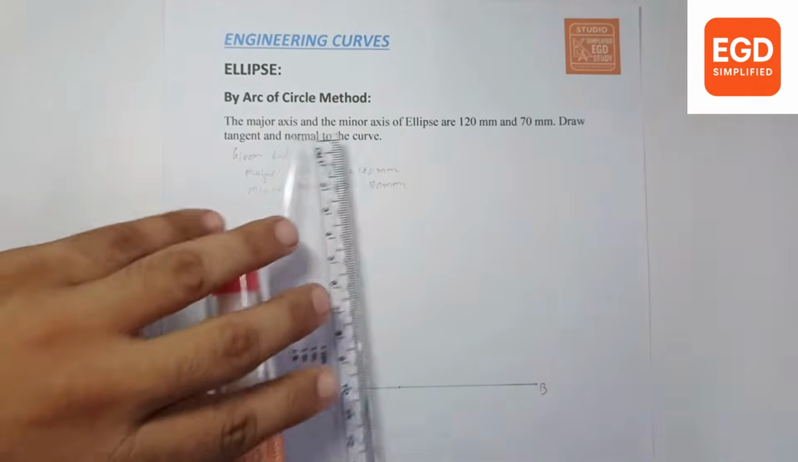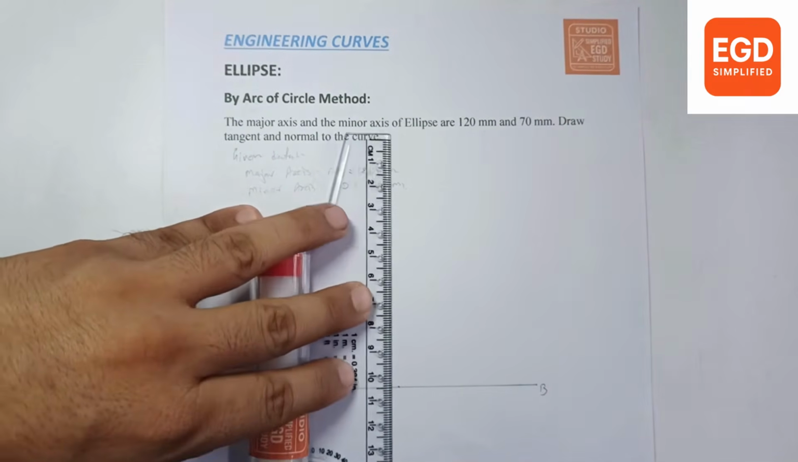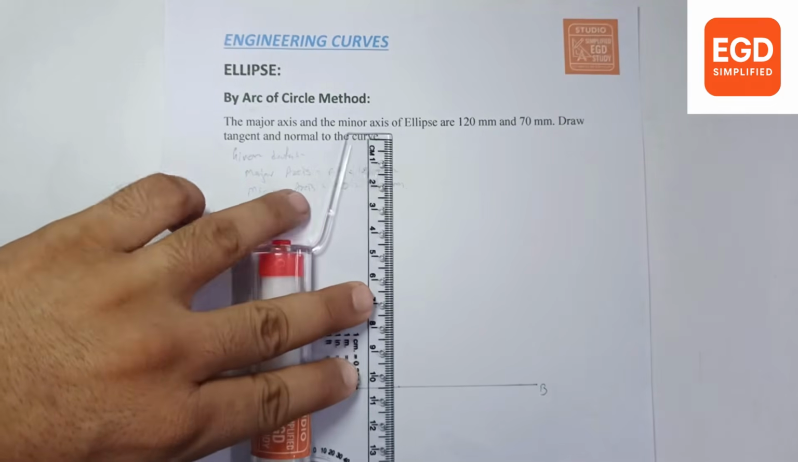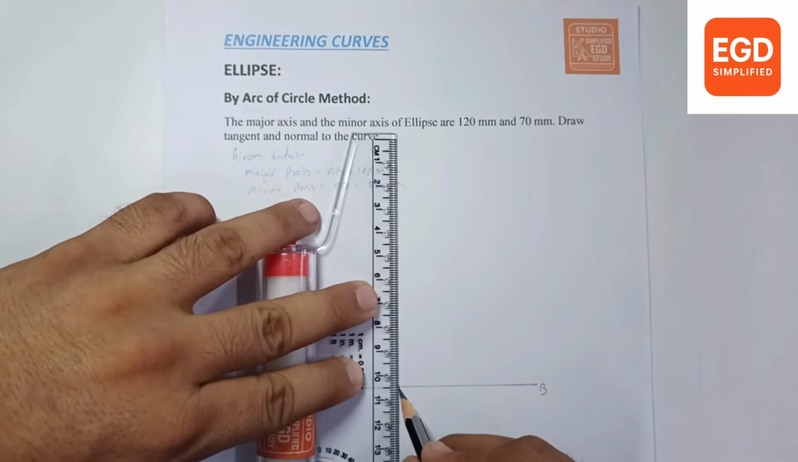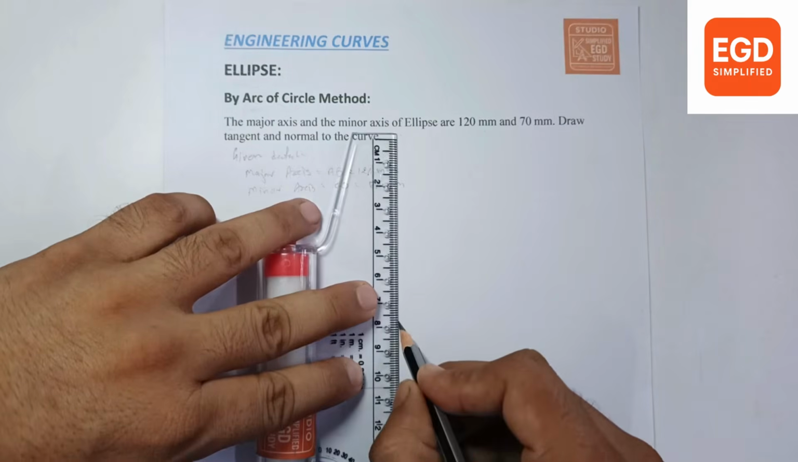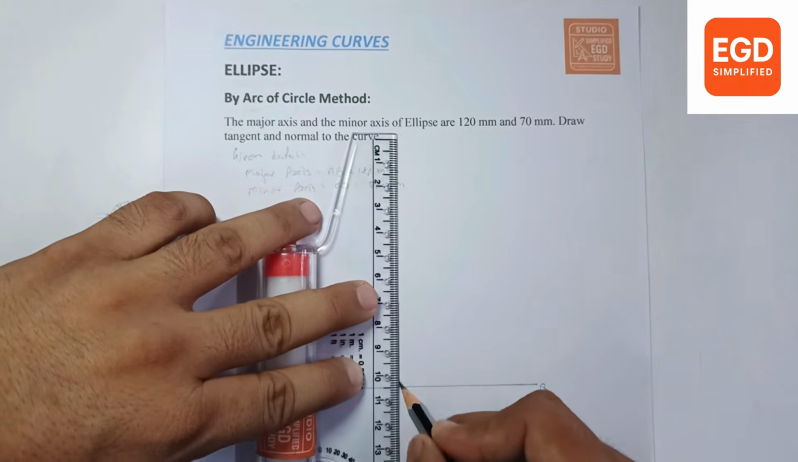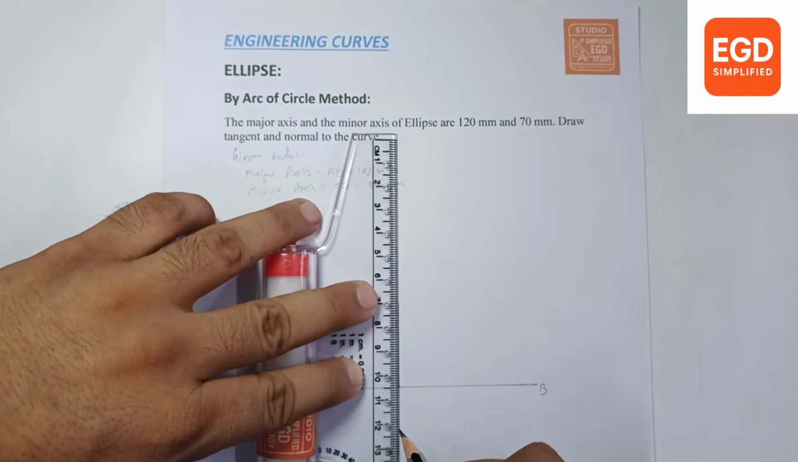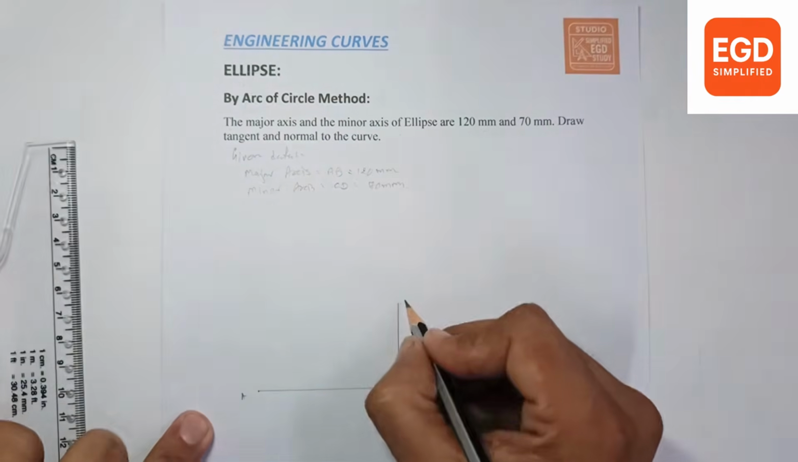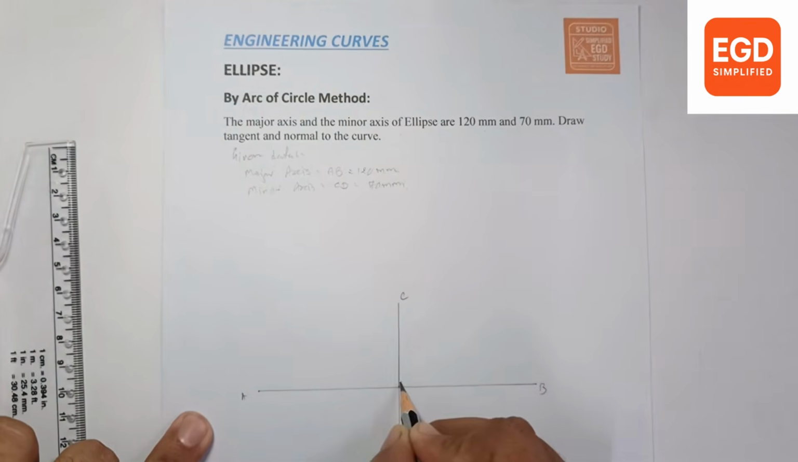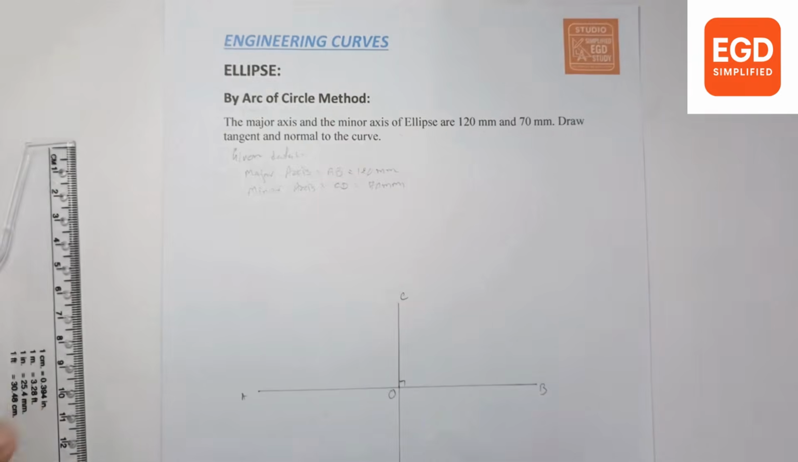So the perpendicular axis, minor axis: 35 on the upper side, 35 on the lower side. CD is perpendicular to AB. This is the origin O.